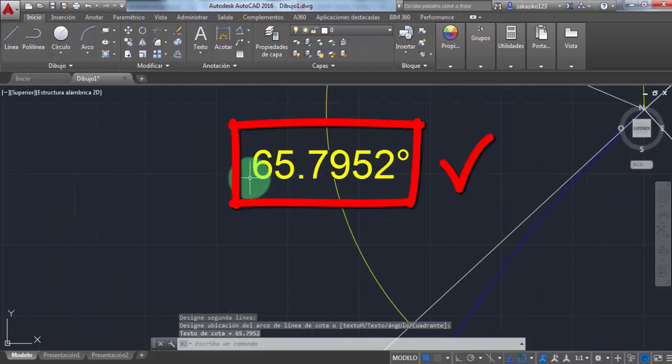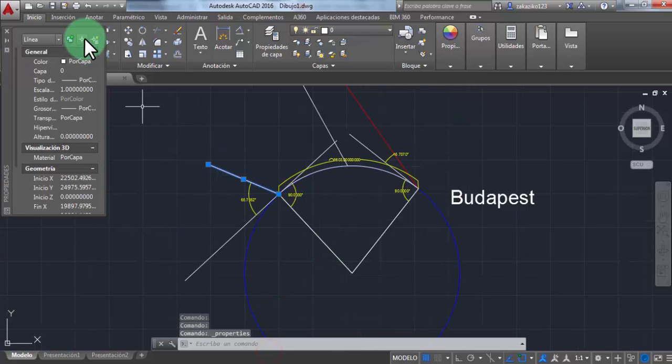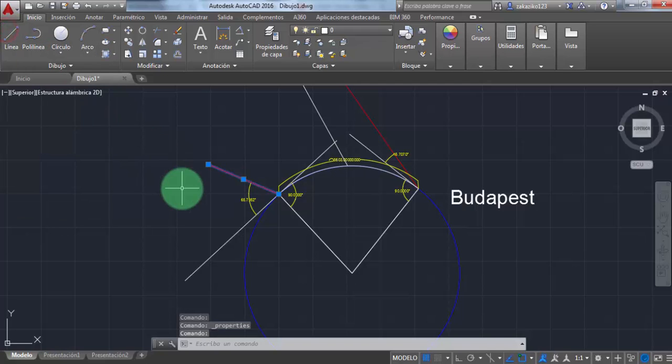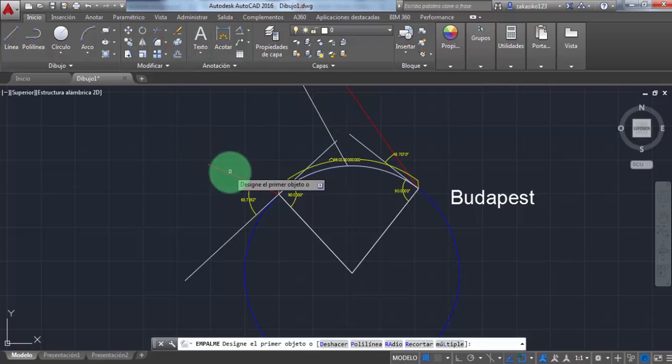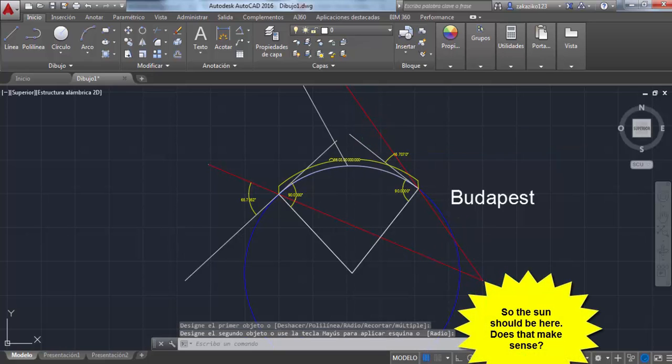There you go, 65 degrees to the south. Now let me change the color to red. Now let's see where these lines cross paths. So the sun should be here.